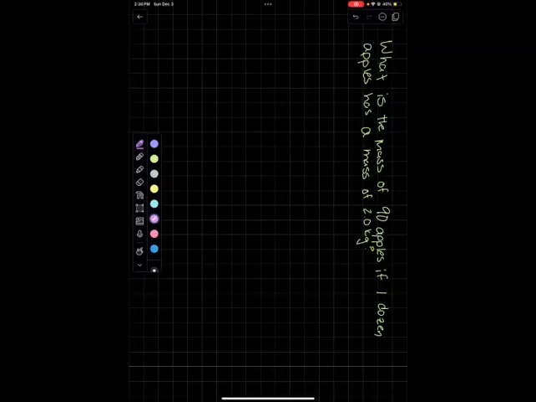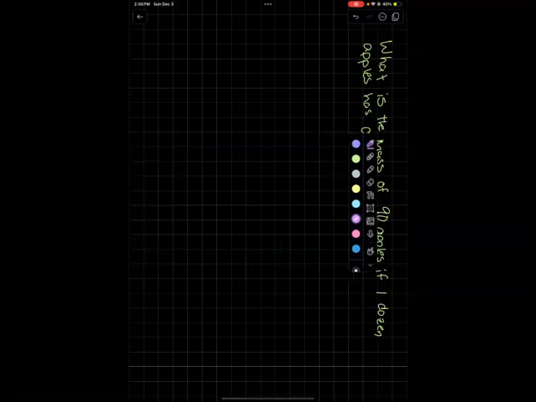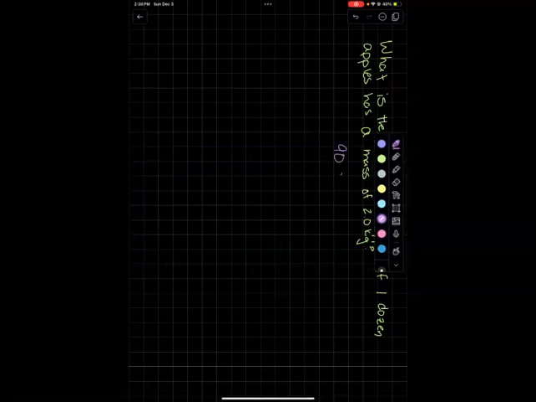We have the problem of what is the mass of 90 apples if 1 dozen apples has a mass of 2 kilograms. What I'm going to do is identify everything I know. I know I have 90 apples. I know that 12 apples is the same as a dozen apples. And I know that 1 dozen apples has a weight of 2.0 kilograms.